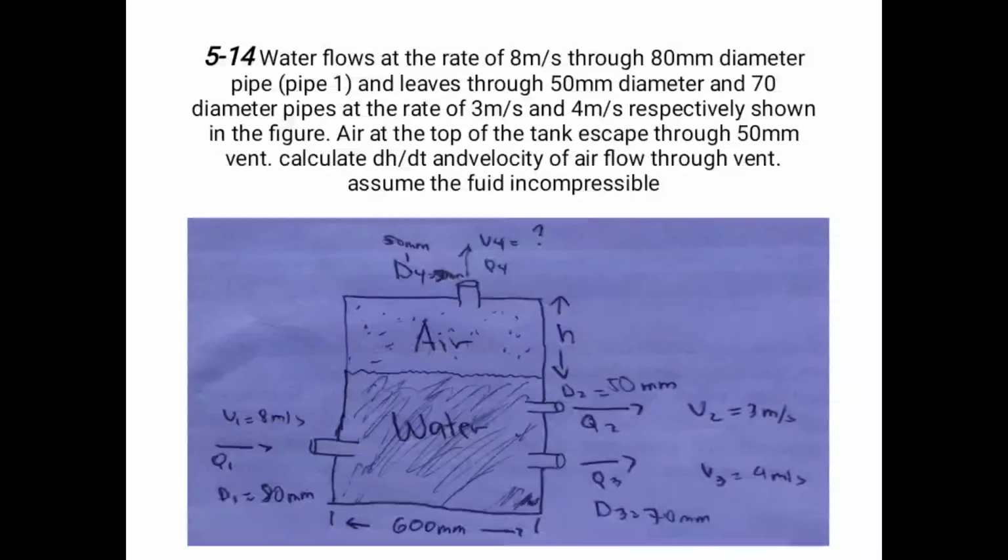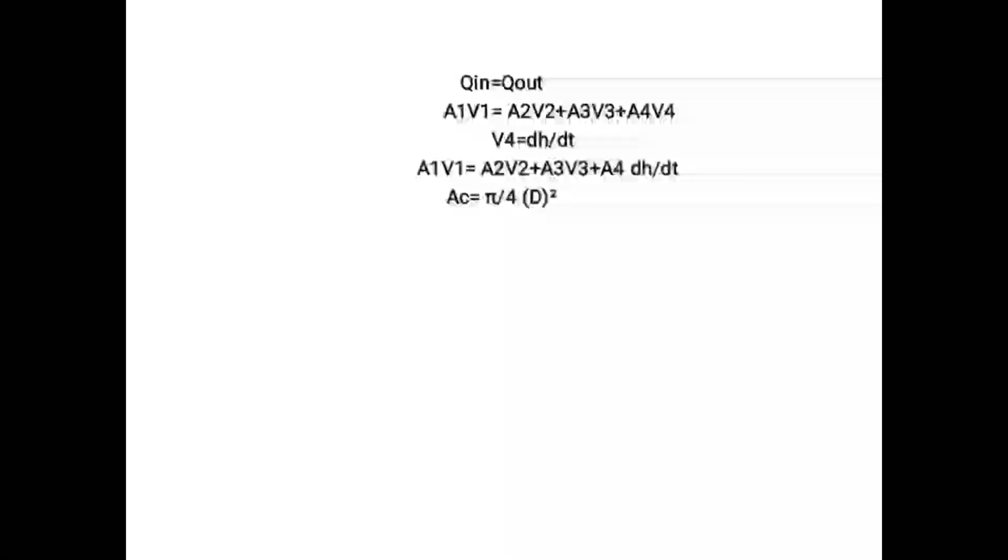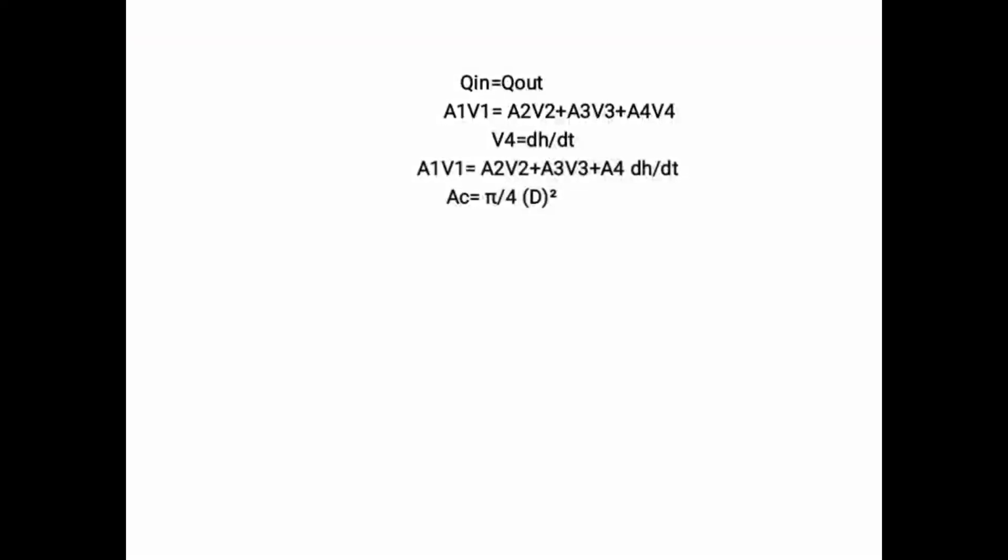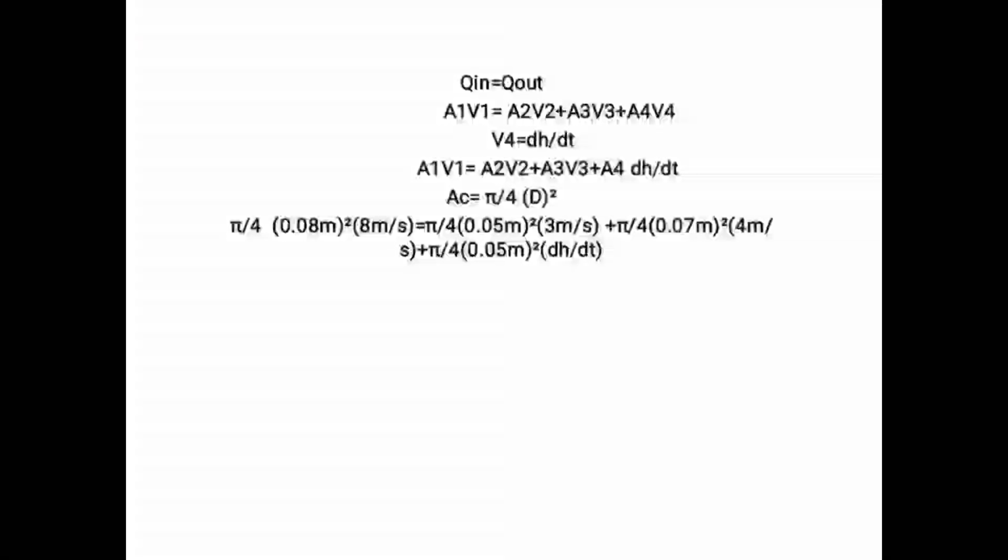So now going back, to calculate this area 1, we have the diameter of 80 mm. So we will convert it into meters, which equals 0.08 meter. We also have the 8 meters per second here. To calculate the area of this pipe, we will use the formula for the area of a cylinder, which is pi over 4 times the diameter squared. So now we will input that formula in the given.